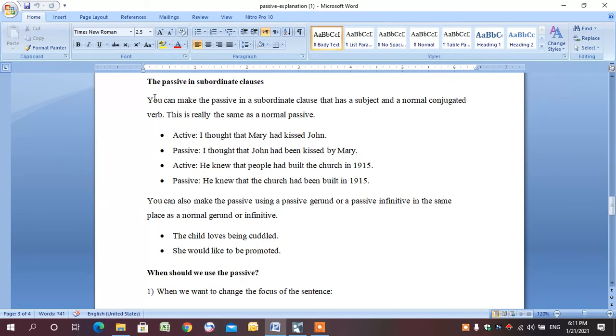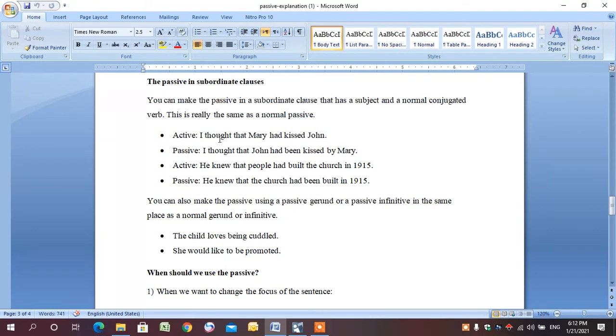Now, the passive and subordinate clauses. You can make the passive in a subordinate clause that has a subject and a normal conjugated verb. This is really the same as a normal passive. So let's take a look at the sentence. I thought that Mary had kissed John.